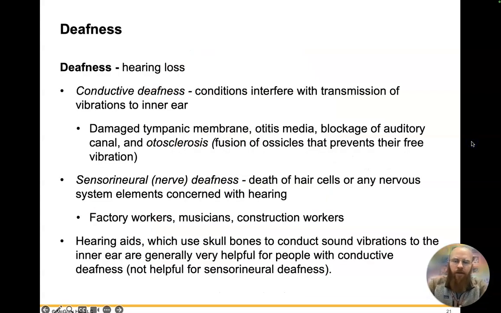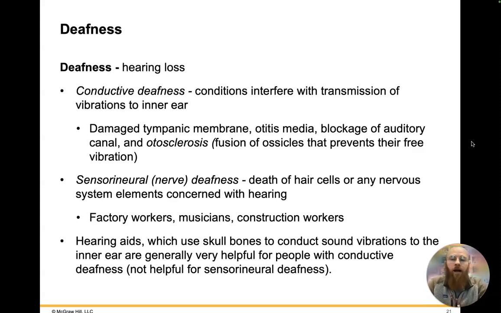So what happens whenever you have some sort of a loss of hearing? We call this deafness, right? There are two major kinds of deafness. You've got conductive deafness. This is where basically we interrupt the transmission of vibrations, right? So something is actually blocking those vibrations from moving along the path. This could be a damaged eardrum, a condition called otitis media, blockage of the auditory canal, and then otosclerosis, which is basically those three small bones fusing together so they can't really vibrate as easily, right? They become more rigid. So that's conductive deafness, where we can't actually conduct it along its normal pathway.